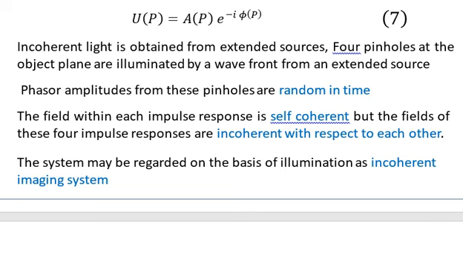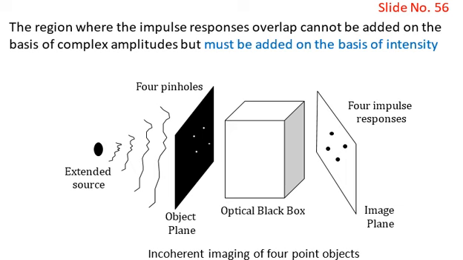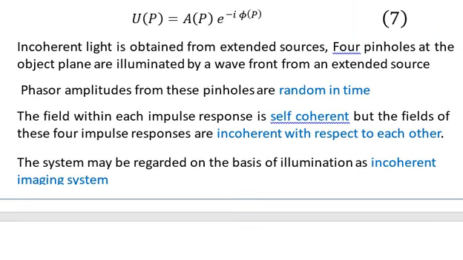The field within each impulse response is self-coherent, but the fields of these 4 impulse responses are incoherent with respect to each other. You know that these pinholes are very small, so they will act as small point sources, and the waves generated by these 4 point sources will be coherent in themselves, but with respect to the neighboring sources they are incoherent. This is what we have written: the field within each impulse response is self-coherent, but the fields of these 4 impulse responses are incoherent with respect to each other.